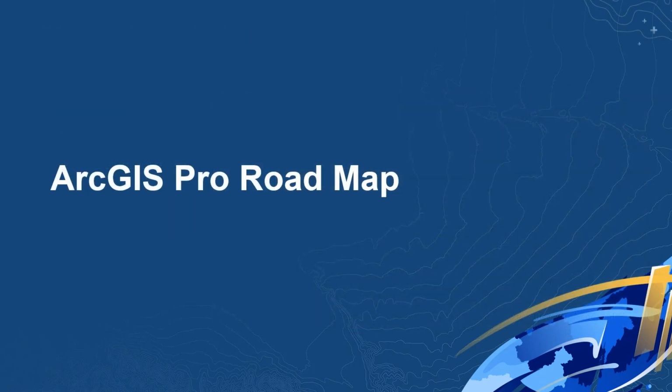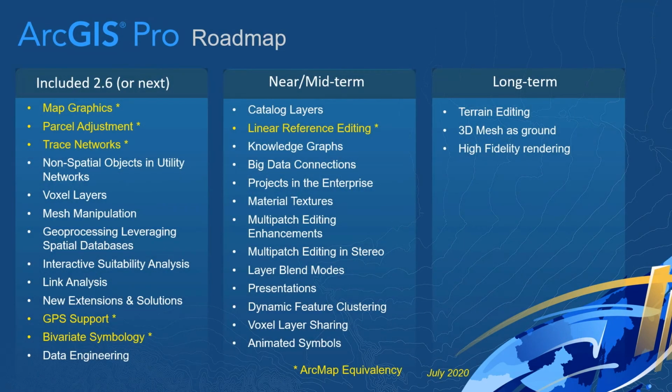So let's take a look at what's to come in ArcGIS Pro. Items highlighted in yellow are the last big ArcMap equivalency tools and products we are aware of. We're getting really close to where we can say that we are past any dependency on ArcMap. In the left-hand column, we can see some of the capabilities we did not go over, like non-spatial objects and utility networks. This gives the capability for storage, management, and editing of non-spatial objects within a utility network.